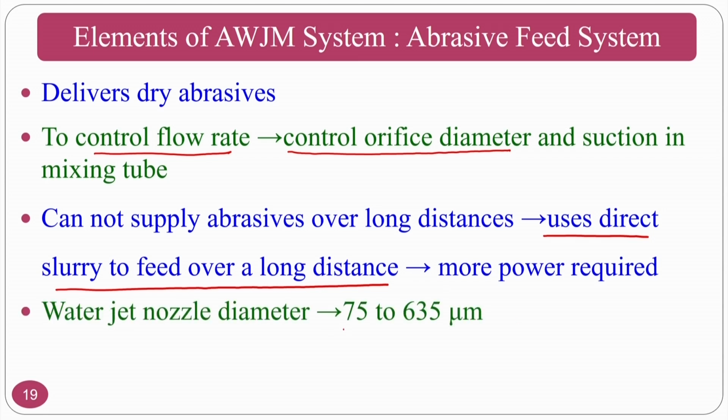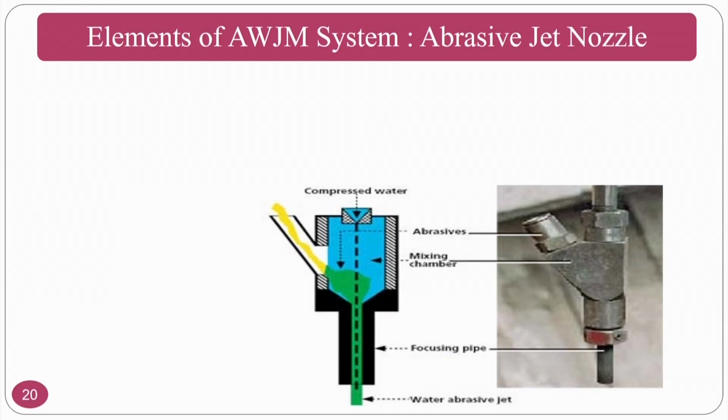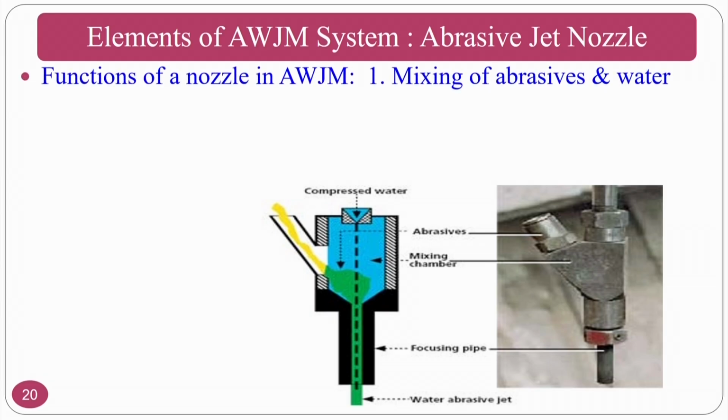The water jet nozzle, normally the diameter ranges from 75 to 635 microns, and for higher life of the nozzle, as I said in abrasive jet machining, you also have to go for sapphire as the nozzle material. So, this is the abrasive jet nozzle. The function of the nozzle is mixing of the abrasives and the water. Here the abrasives are coming, at the same time here the compressed water is coming. So, both are mixing here. This is the mixing region, in green color, and it is impinging.